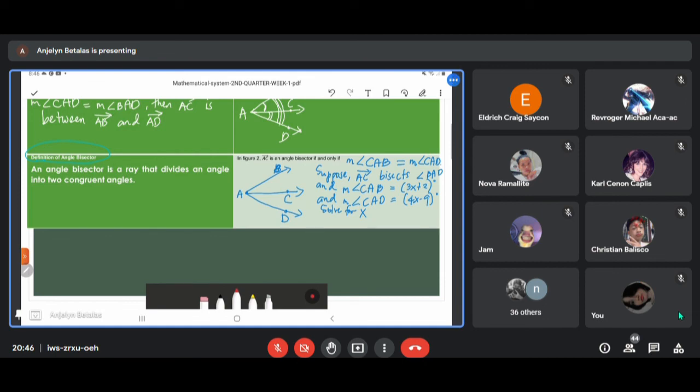So, it is identified that ray AC is an angle bisector. Since it is an angle bisector, it divides the whole angle into two congruent angles. It cuts the angle in half, into two congruent parts. Since angle CAB and angle CAD, are they equal in measure?